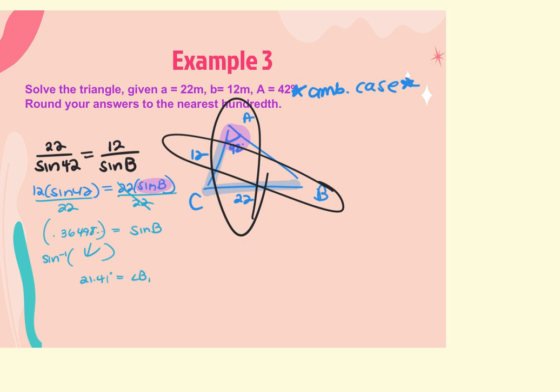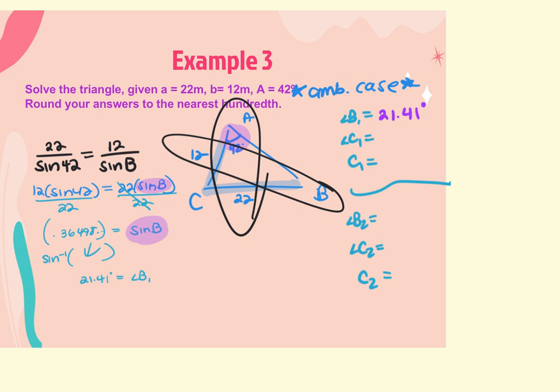Because on the other side of the equal sign, it's not just B, it's sine of B. So to get to angle B, I have to find the inverse. So now on the side, I'm going to write angle B1, and then I'm missing angle C1, and then I'm missing side C1. And then I'm going to duplicate all of that for my second triangle: angle B2, angle C2, and side C2. So the first thing I just found is B1 is 21.41 degrees.